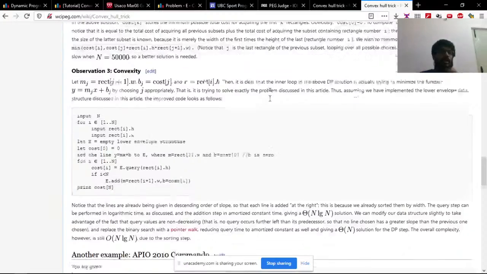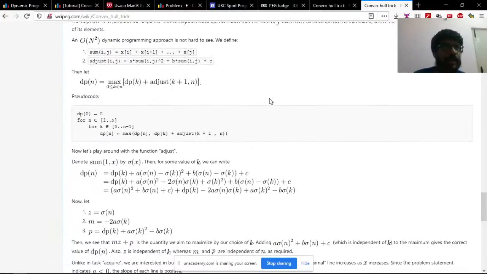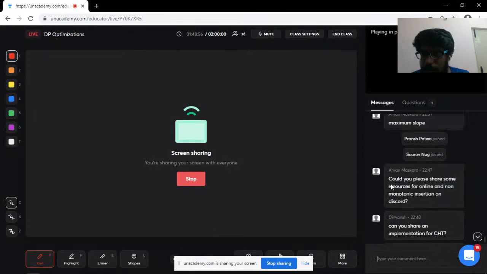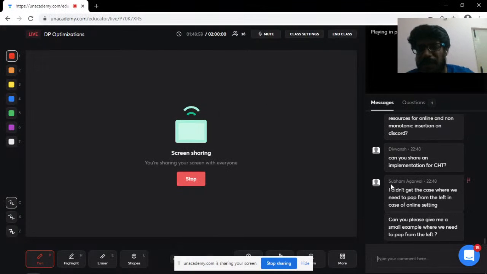Okay. Now I think data structure wise there is implementation. I mean, they just look up. I mean, the links I gave have implementations. I didn't get the case where we need to pop from the left in case of online setting. Can you give me an example? You never pop from the left. You only pop from the right. When you're adding here, you pop from the right.